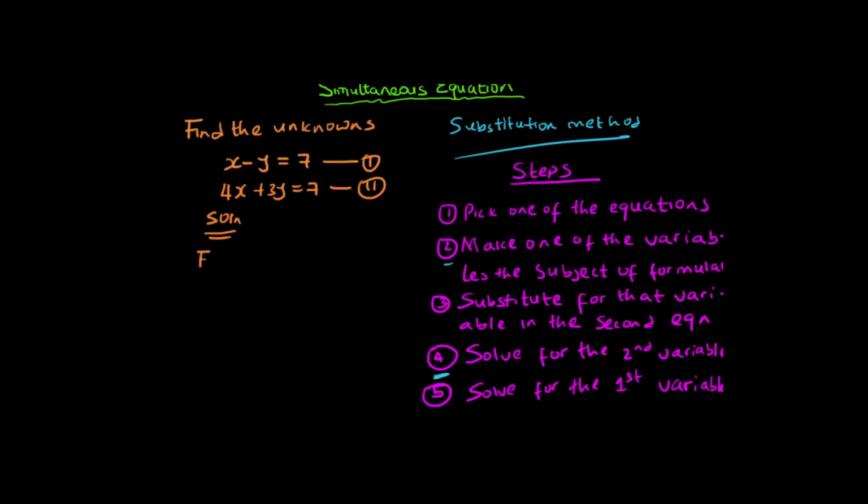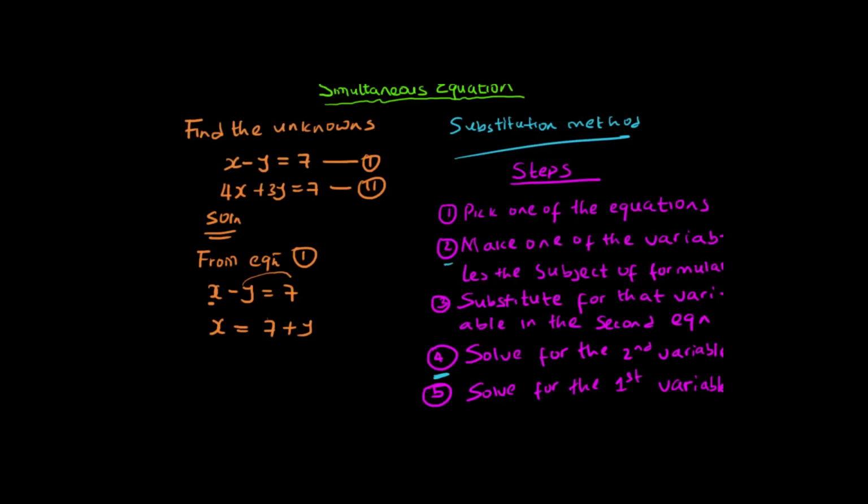Now let's do this. So I'm picking equation 1. So I write from equation 1, x minus y equals 7. Make one of the variables the subject of formula. Now I want to make x the subject of formula. Remember, you take y to the other side. So I have x equals 7. When minus y crosses the equal to sign, it becomes plus y.